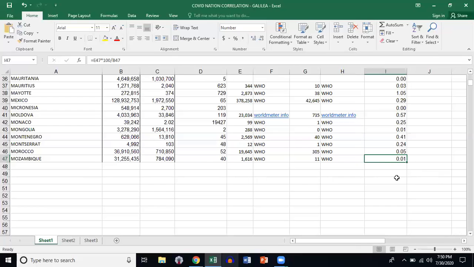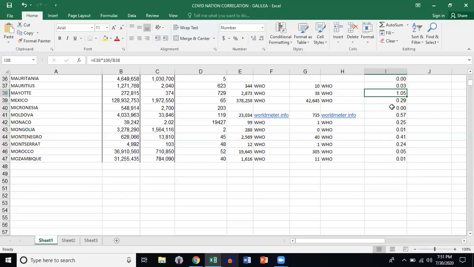0.01, for example, for Mozambique, 0.05 for Morocco, 0.24 for Montserrat, etc. At some point, when it's always a 0, we just don't say the 0, we just start with a decimal point and we say .01, .05. Also, we don't say 0 many times, we just say O instead of 0. So .01, .05, .24, .41, .01.